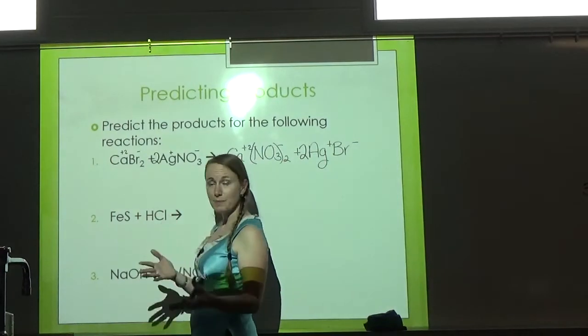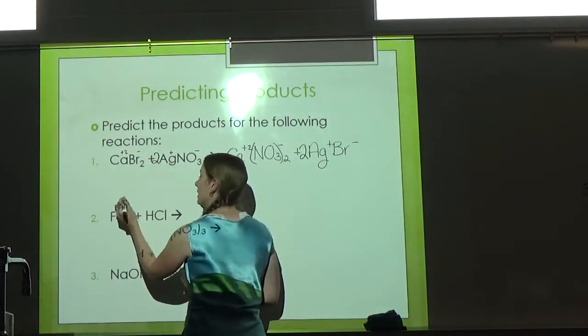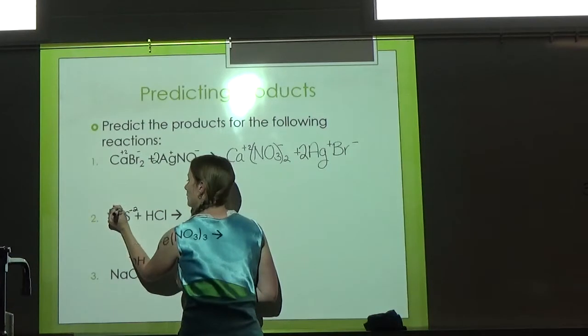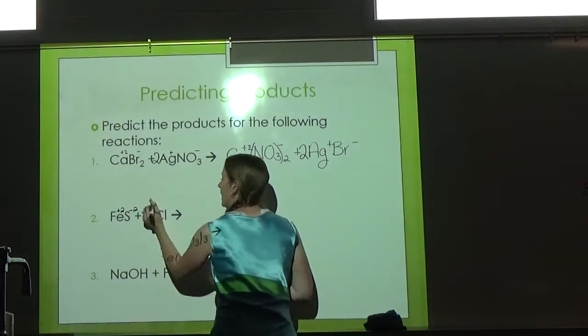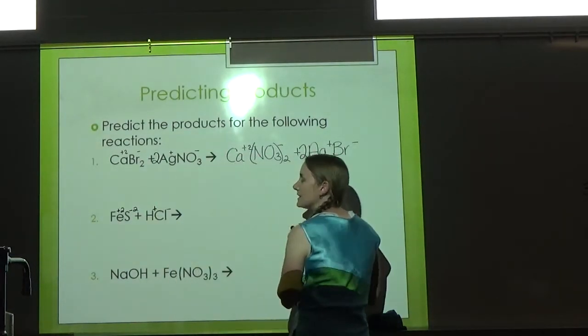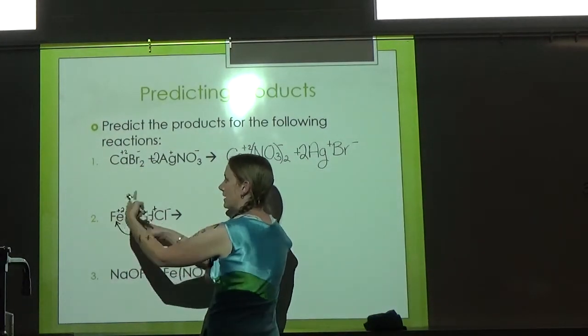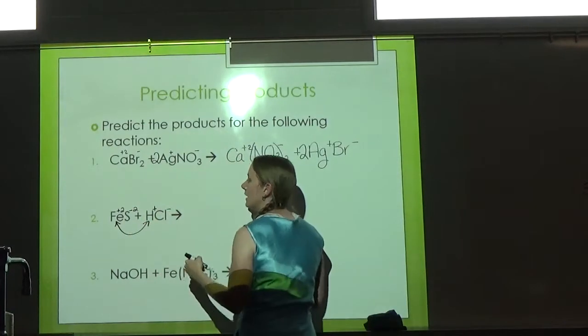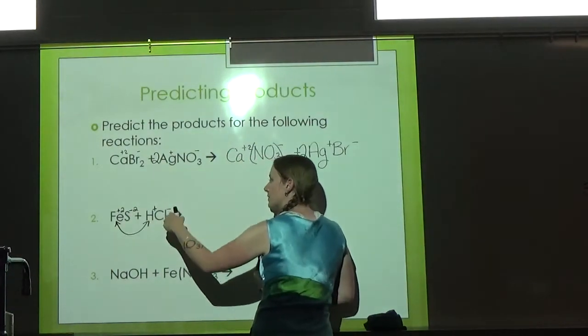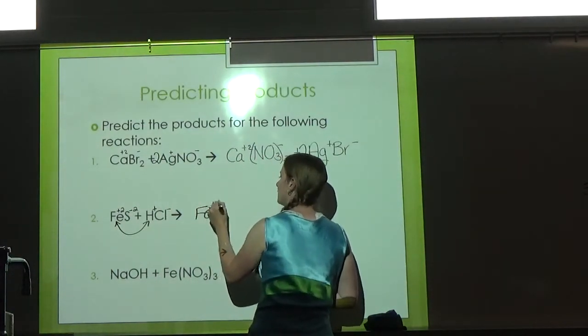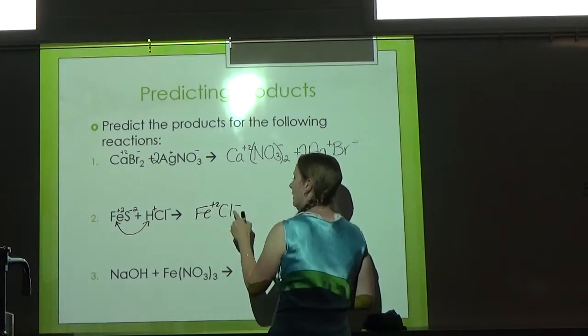So again, I'm going to write my charges first. Fe's a transition metal, so I know S is negative 2, so Fe has to be positive 2. H is positive 1, and Cl is negative 1. So I'm going to take my 2 positives and swap them. So Fe and H are going to swap. Now Fe is going to be with Cl. So Fe is positive 2, Cl is negative 1, so I cross that 2 down.